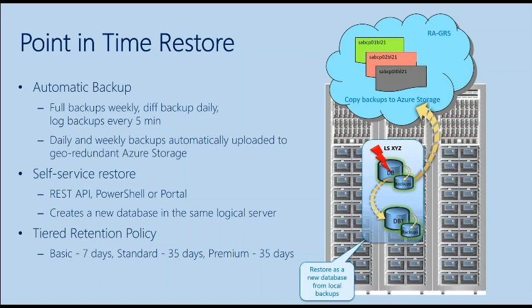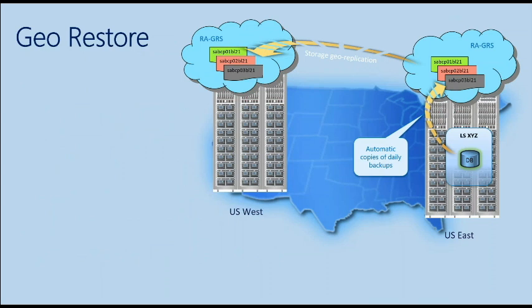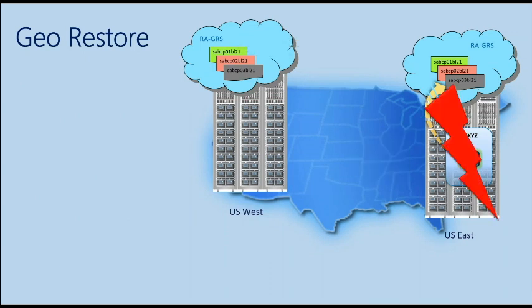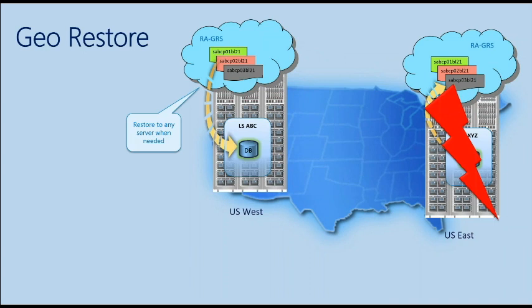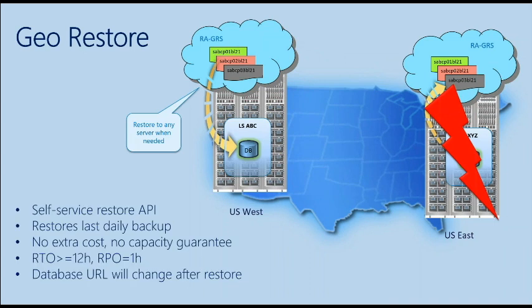Geo Restore. This is where you can restore your database to another server whenever the need is. So you can go from US East into US West. For example, if US East fails, you restore it to US West. And as you can see, there is no extra cost, no capacity, and the database URL will change after the restore.